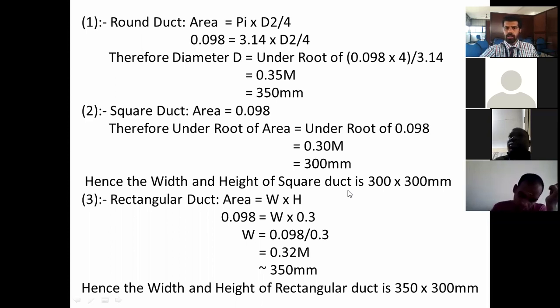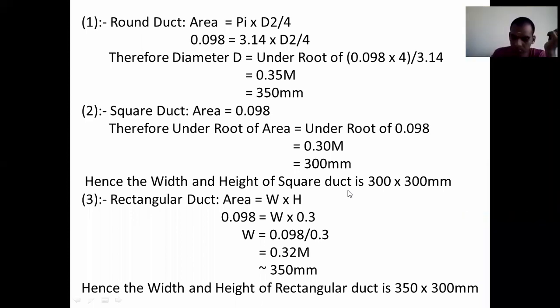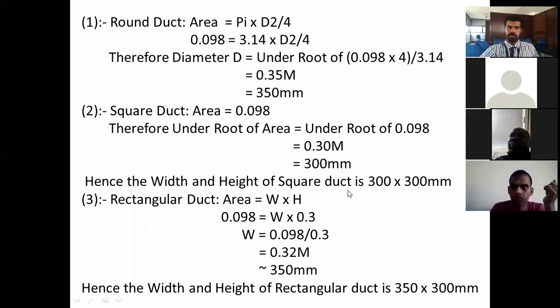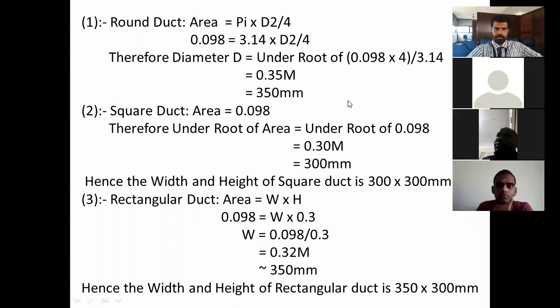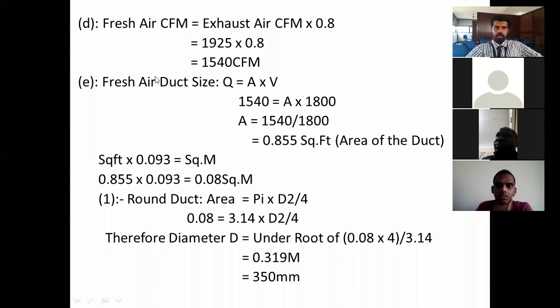Now what we need to find out? What was the next thing? The next thing was we have to find the fresh air CFM. So directly you can find the fresh air CFM. If you get the exhaust air CFM, just multiply with 0.8, which means the fresh air CFM will be 80% of the exhaust air CFM.